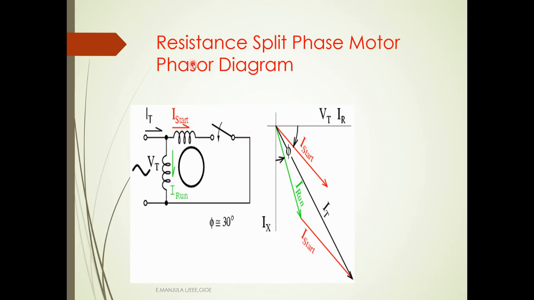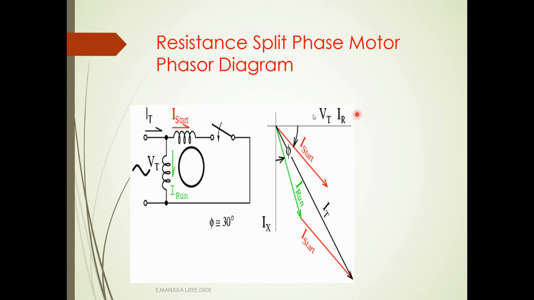So this is the phasor diagram of the resistance split phase motor. Generally it is called a split phase motor. See here, this is the running winding and the starting winding. The current passing through the starting winding is I start, and the current passing through the running winding, which is the main winding, is I run. There is a switch, and IT is the total current.